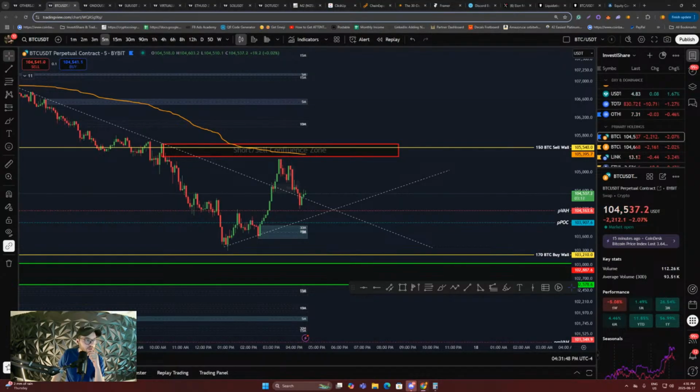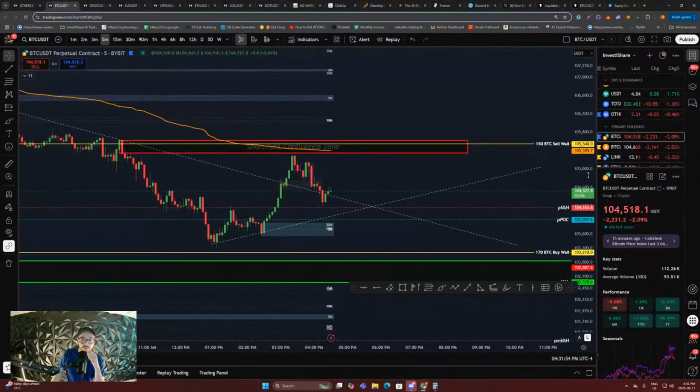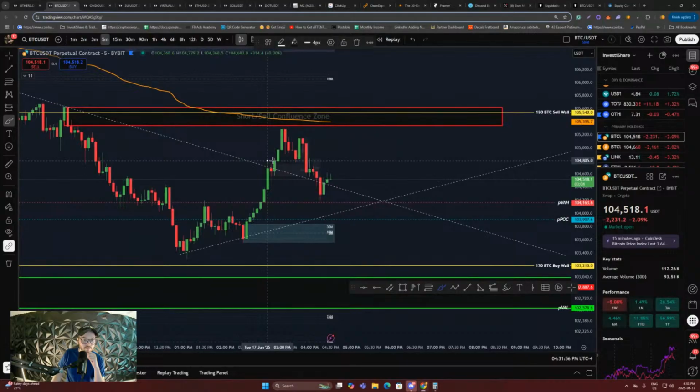We broke the support now. Do you think that we can go back up again? What support? Are you talking about the neckline? And we've got this internal break here.